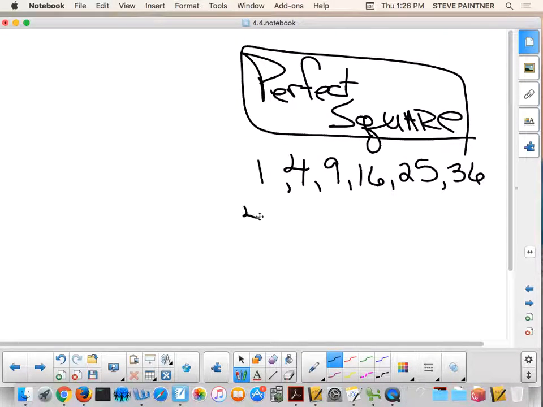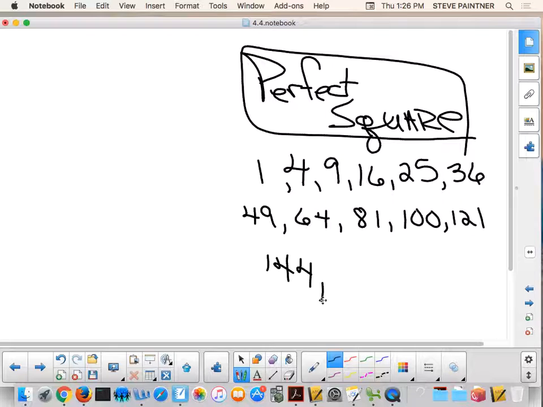36, 49, 64, 81, 100, 121, 144, and it's where I lose track. 169. What's next? 14 times 14. We get close. I know what 15 times 15 is. 225. You skipped one, something in between there. 196. Okay, and it goes on and on and on.